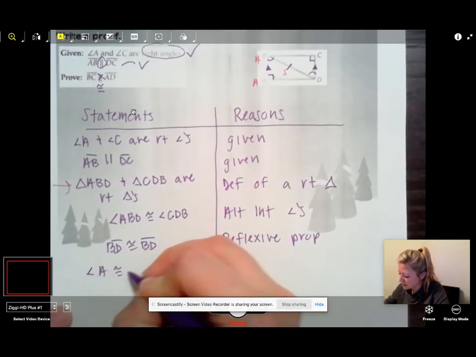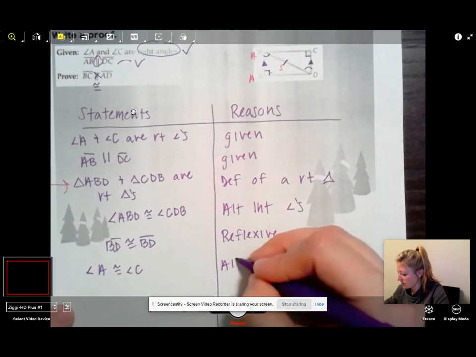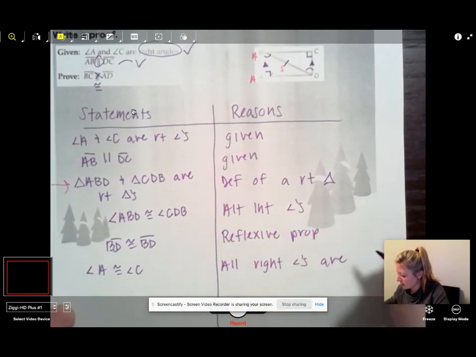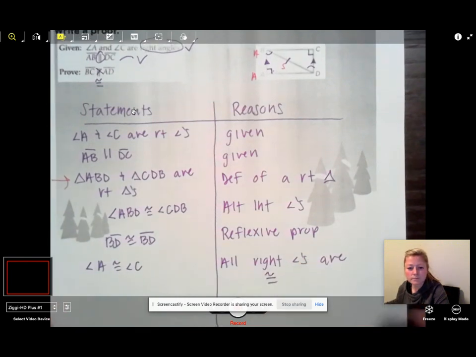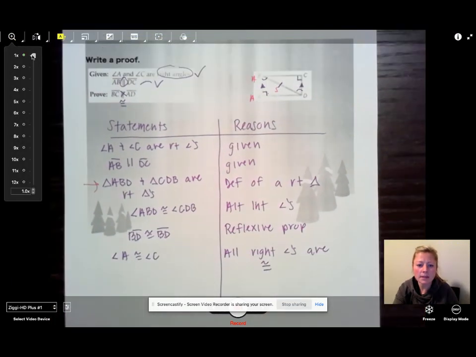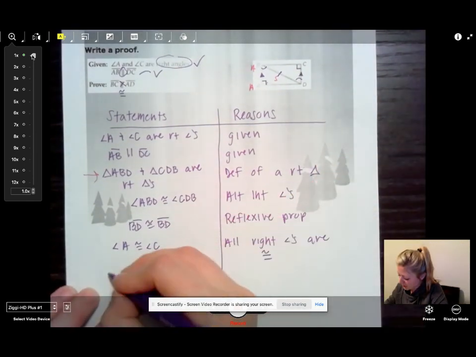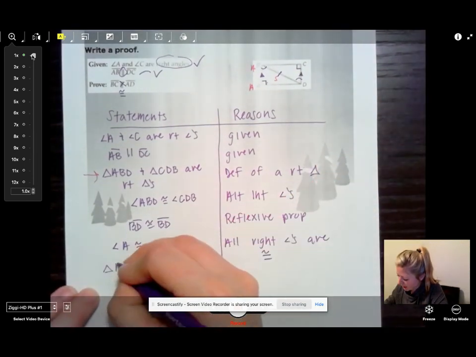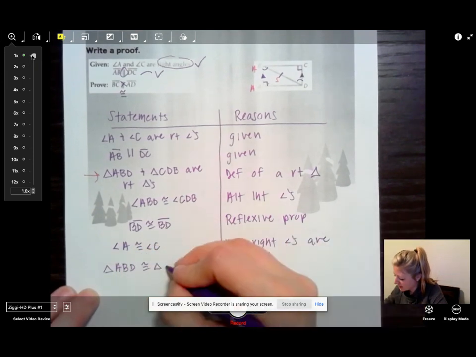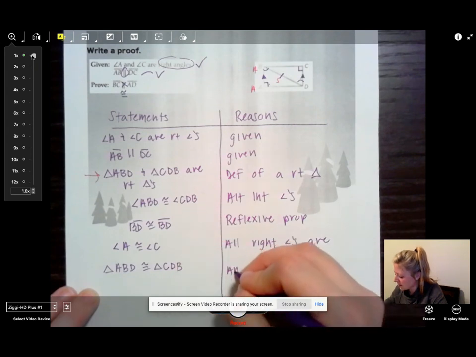A is congruent to angle C because they're both right angles. So we can say all right angles are congruent. Running out of space. Okay. So now I have enough information to say triangle ABD is congruent to triangle CDB by angle, angle, side.